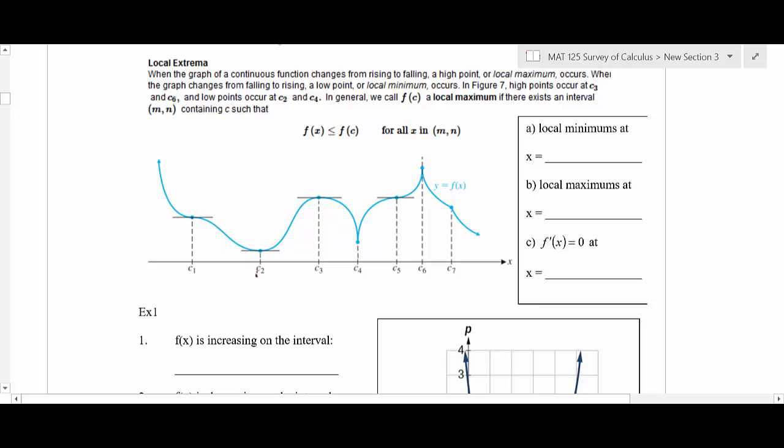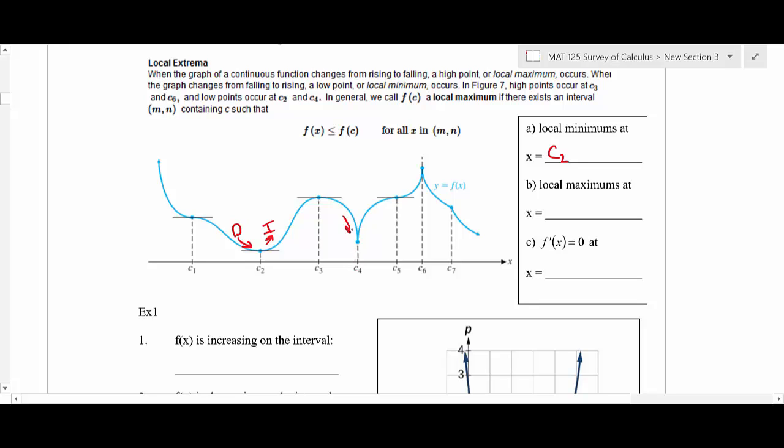All right, so one local minimum would be here because the graph is decreasing and then it increases like that. So C2 would be a minimum, okay? There's another minimum. Where's another place where the graph decreases, then changes directions? Right there. That would be another one.